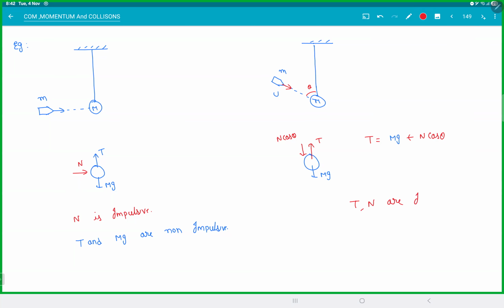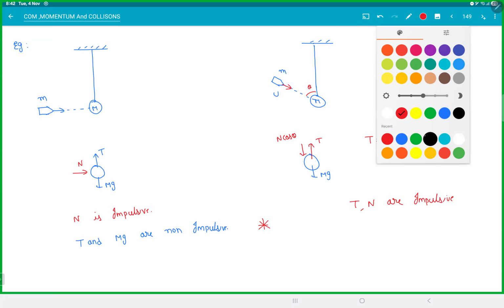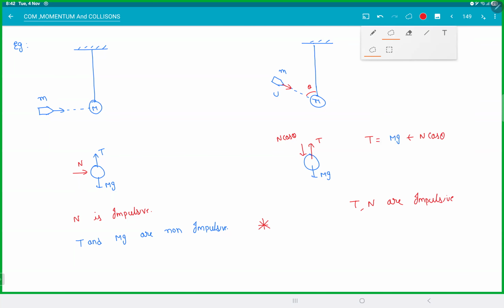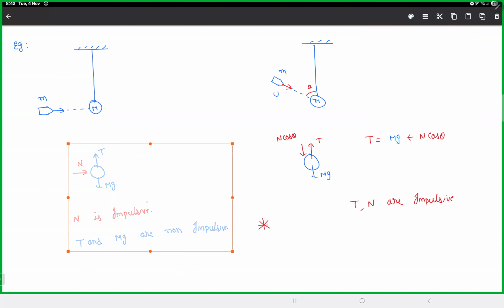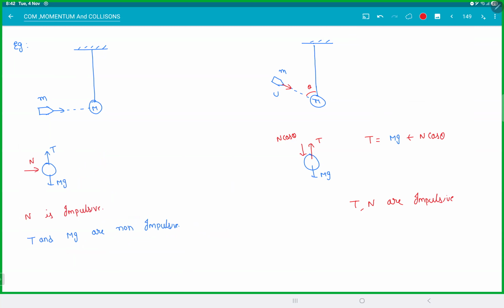Mg is non-impulsive. Mg will never be impulsive because the definition of an impulsive force is that it should be large for a small time. So why do you need this classification? You need to understand something. If there are impulsive forces involved in the problem, you cannot conserve linear momentum. Because these forces are so large, they actually start affecting the momentum. But if you have non-impulsive forces, you can conserve momentum. Approximately it works.